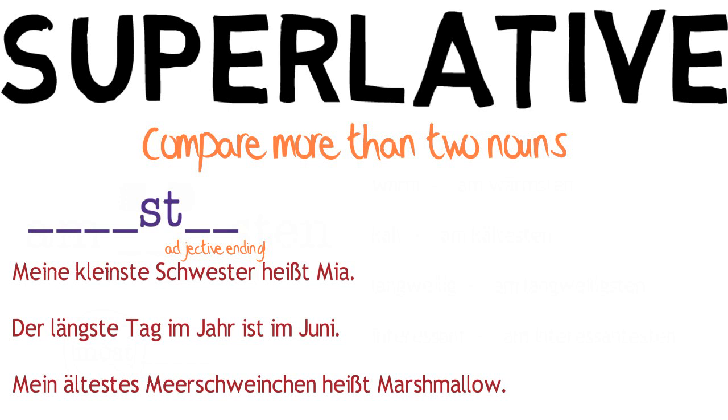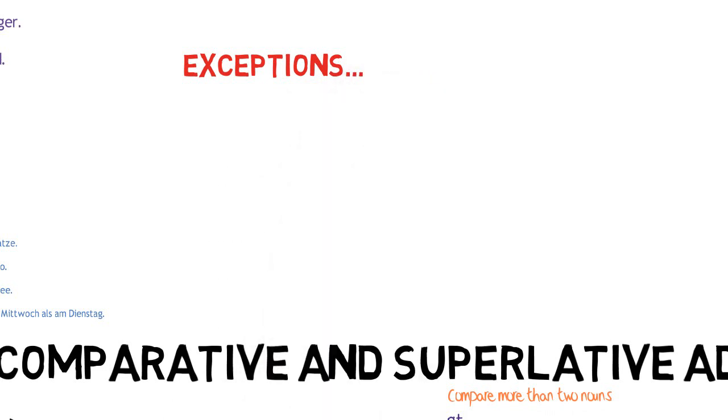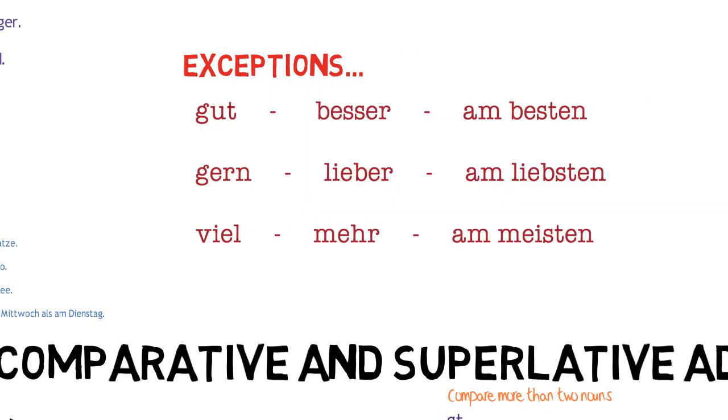Finally, just be aware that while the overwhelming majority of German adjectives can be made into their comparative forms simply by adding er, and their superlative forms simply by adding st, there are some rare exceptions where the word changes entirely. These just need to be learned separately. Some common exceptions are gut, which turns into besser and am besten, gern, which becomes lieber or am liebsten, and viel, which becomes mehr or am meisten.